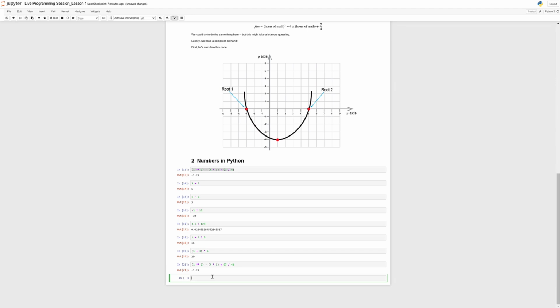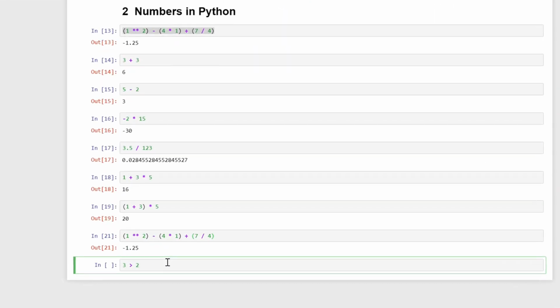Now there's other types of operators, these comparison operators or logical operators that handle logical operations. Logical operations sound complicated, but these comparative operators are really pretty simple and something you probably learned before. What these are is things like greater than, less than, equal to. So if you do 3 is greater than 2, we know that this is something that's true, right? 3 is greater than 2.